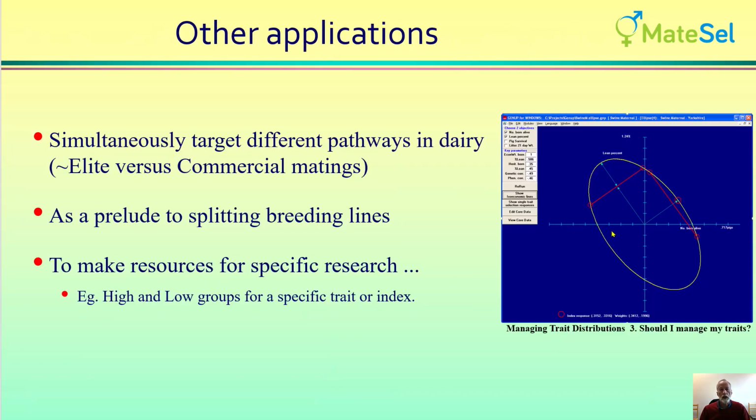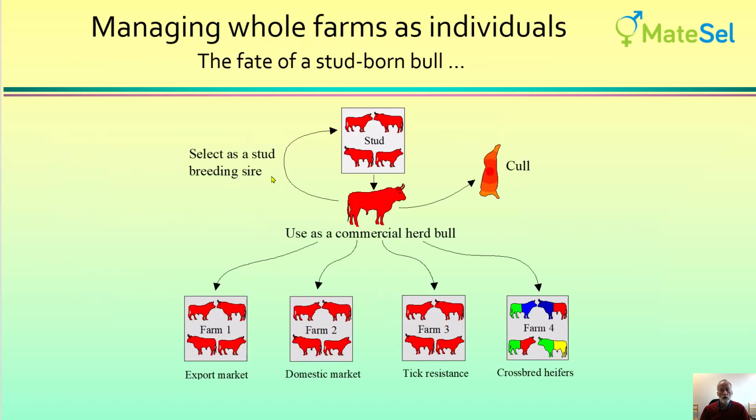Moving on, let's look at other applications. Simultaneously target different pathways in dairy. So you could be looking at elite matings and commercial matings. And in the commercial matings, you would not have an interest in diversity to the same extent, or for different reasons perhaps. And that might be challenging in MateSel because there's so many commercial matings. However, there's a trick to handling that, which I'll show you quickly here.